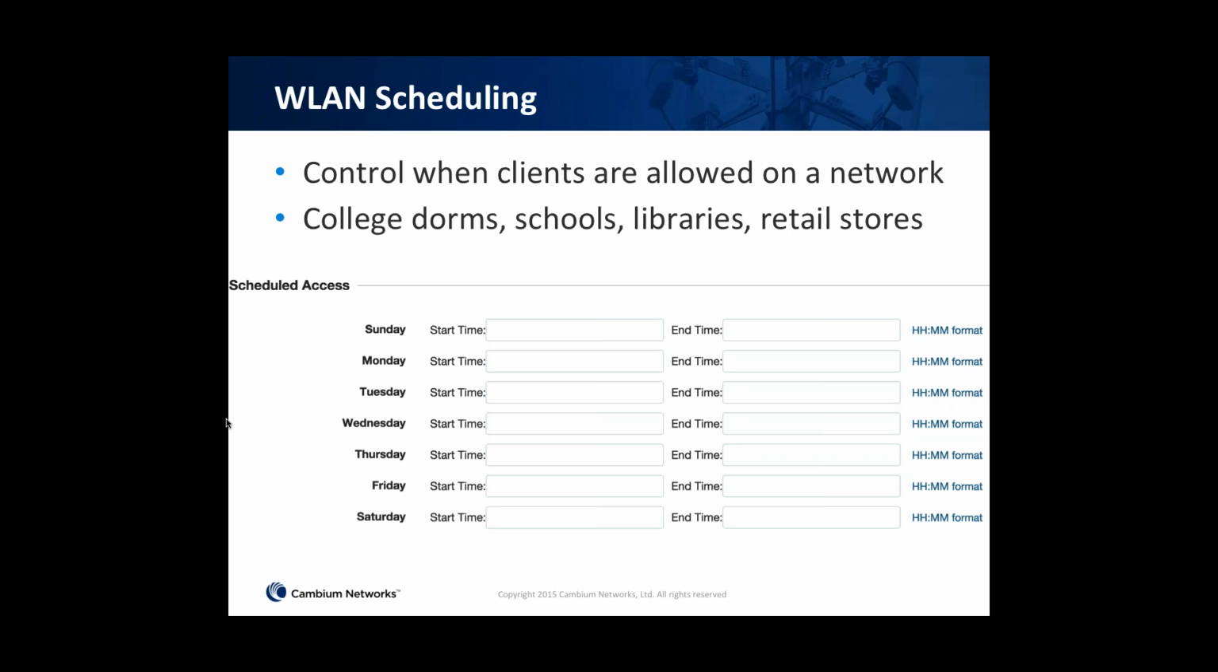So you can pick certain days and you can pick certain times during which, on a per SSID basis, the access will be allowed. The other SSIDs are not impacted by this. So you can have one wireless LAN being scheduled, another wireless LAN always serving up access.